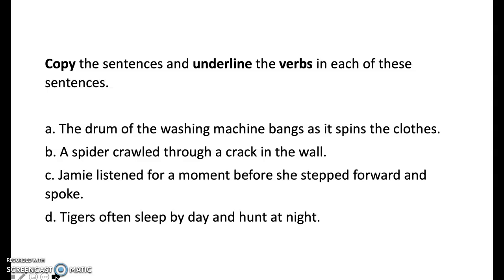You're going to pause the video and you're going to copy out the sentences and underline the verbs in each of these sentences. Remember, verbs are action words, doing words. So think about what action is being done in the sentence.